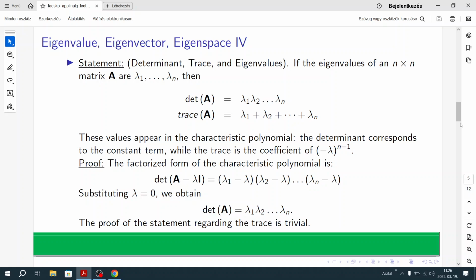Actually, this is not really a statement. The statement is, first, if you have the eigenvalues, then the determinant of the matrix is the product of the eigenvalues, and we have a new term, the trace. This is the sum of the eigenvalues. For this, at least, it's okay that the determinant is the multiplication of these.